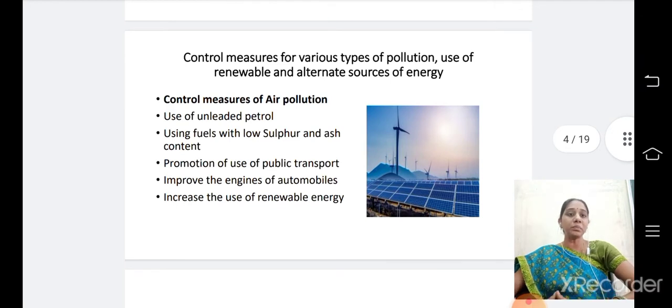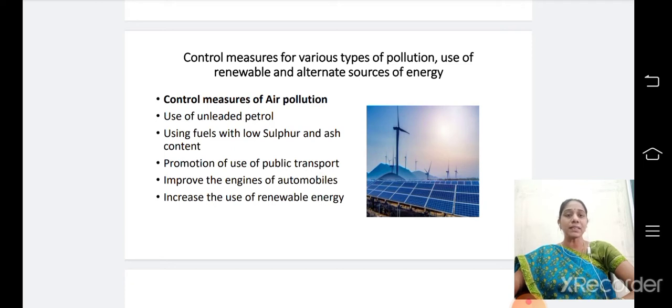Next thing, control measures for various types of pollution, use of renewable and alternate sources of energy. We know different types of pollution: air pollution, soil pollution, water pollution, noise pollution. So all these pollutions must be controlled. So what are the control measures of air pollution? Because of air pollution, the environment gets spoiled. So how can we control it?